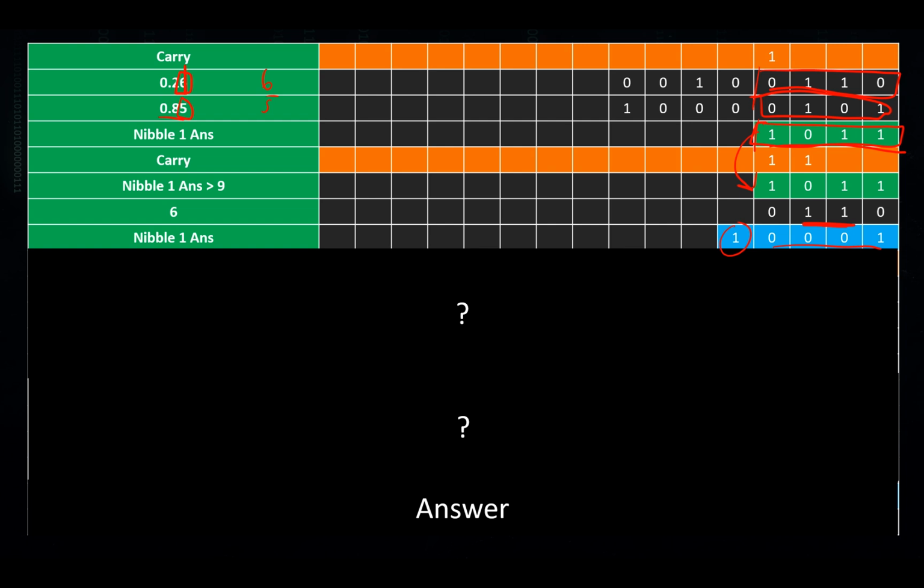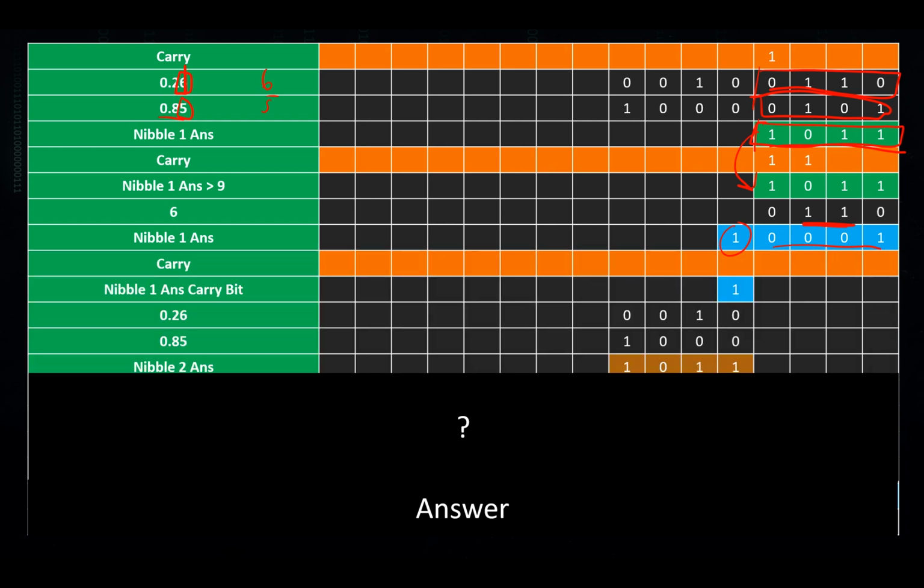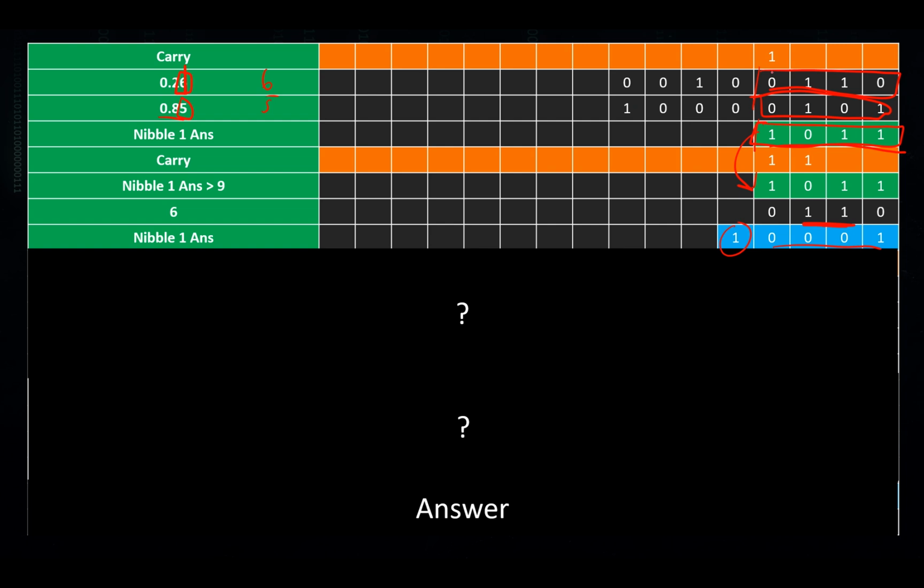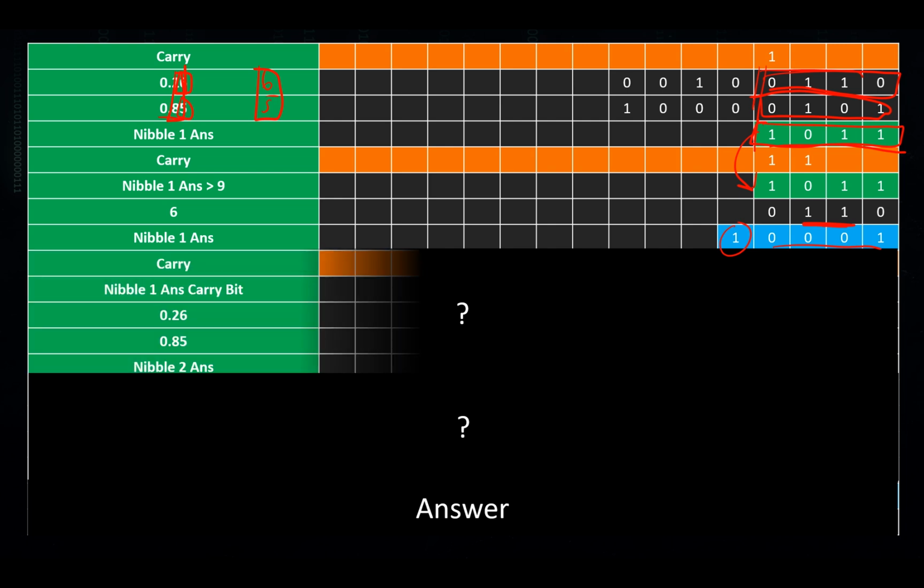Okay, so that's fine. So what we then do, since we've done the 6 plus 5, is go to the next digits, which are 2 and 8. So let's just go here then.